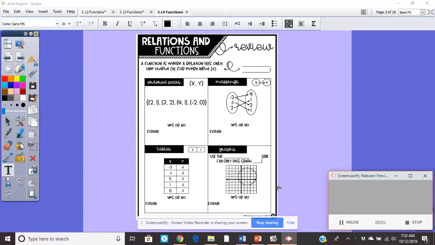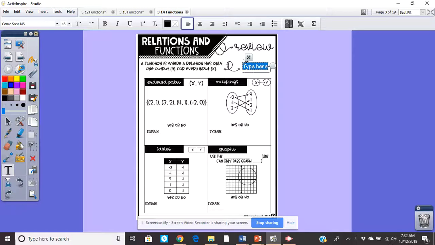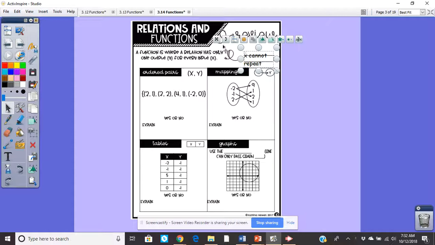This video is for the relations and functions journal page. So a function is where a relation has only one output, y, for every input, x. So x cannot repeat. So if x repeats, again, you know that you've got a problem.